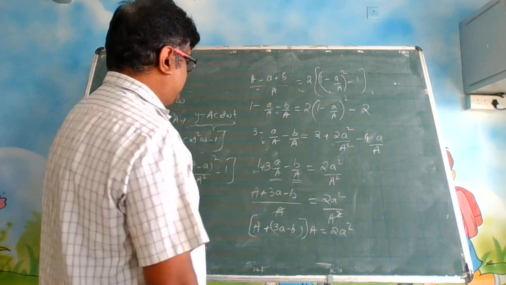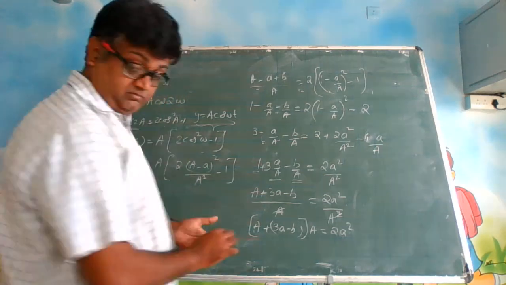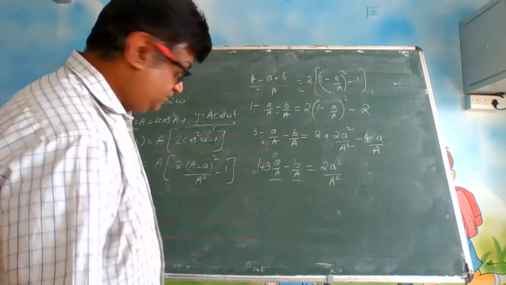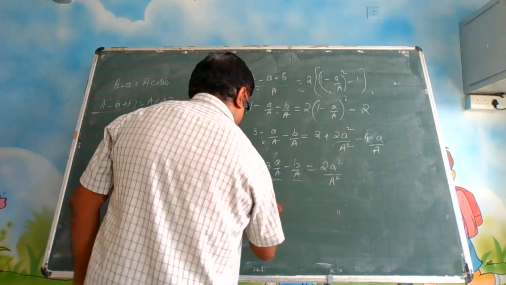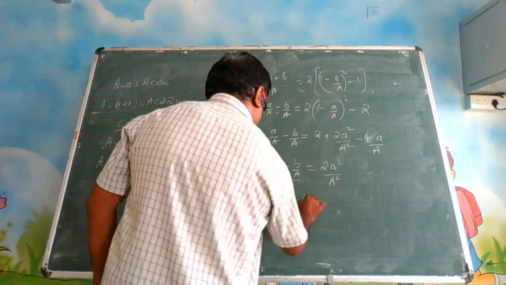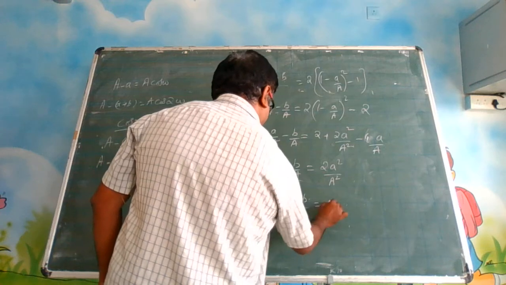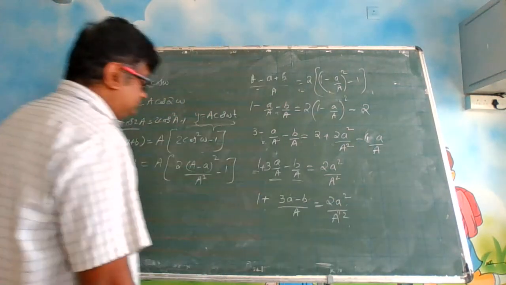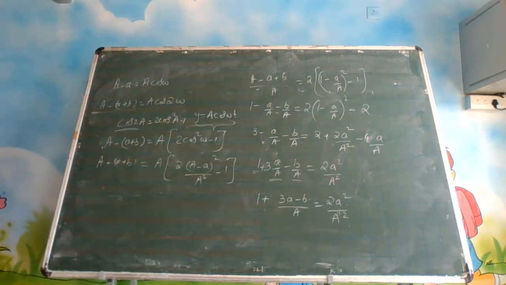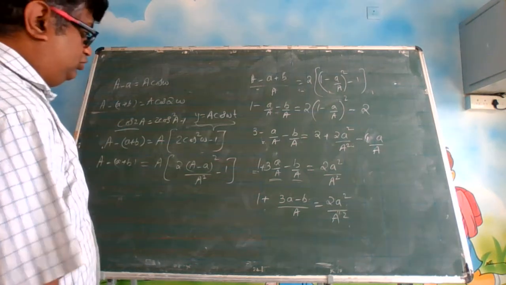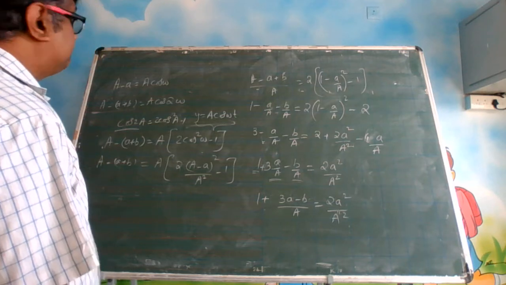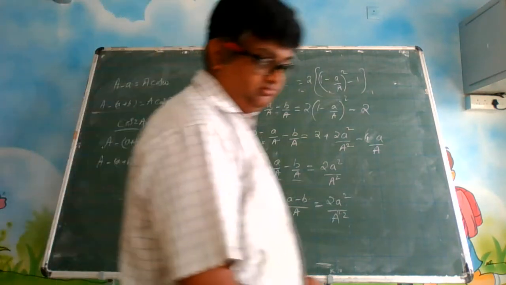So 1 plus 3a by, how can we write this? This is like this, 1 plus 3a minus b by a is equal to 2a square by a square by a. Okay, so from here we have to calculate the value of a. It's getting very tedious.